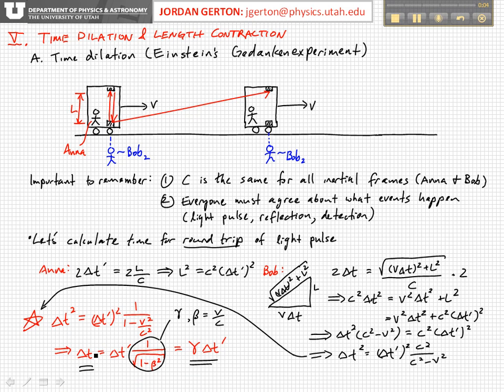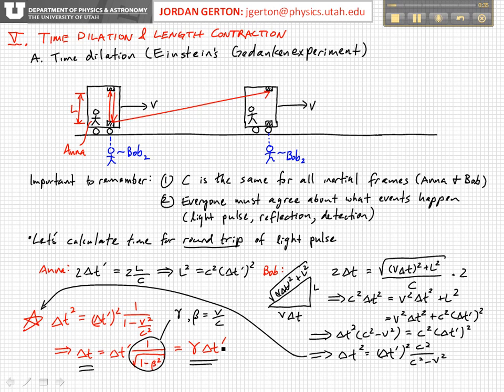So delta t, a time interval measured in Bob's reference frame, which in this case is the Earth frame, is equal to gamma, which is this ratio 1 over square root of 1 minus beta squared, where beta equals v over c, times delta t prime, which is the time interval measured in Anna's rest frame, the one that's moving with the cart.